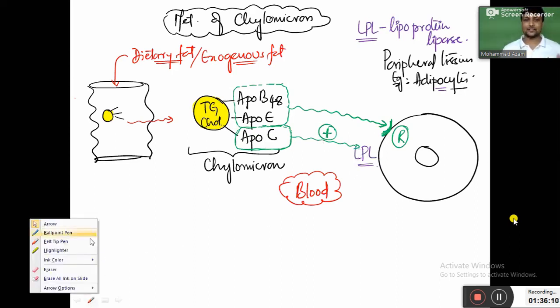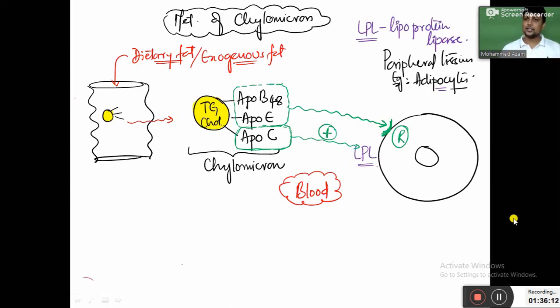And now my dear friends, let us take our story ahead. Suppose this enzyme, lipoprotein lipase, is now activated. Once it is activated, my dear doctors, can you please read the full name of the enzyme and try to understand the meaning? What is the full name of the enzyme? Lipoprotein lipase.